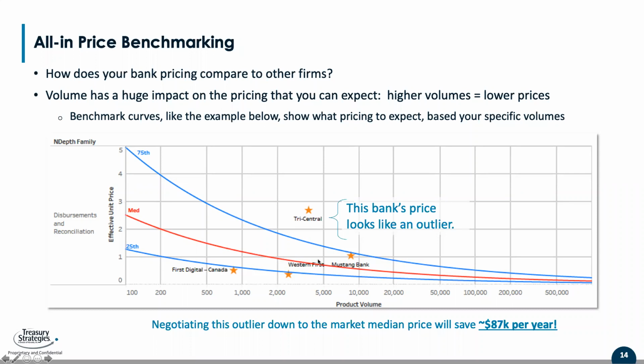And negotiating this outlier, or having a conversation with your banker to remove paper-based reporting or whatever might be driving this cost up, just bringing that all-in price down to the market median would save over $85,000 over the course of a year. So there can really be some major opportunities here.